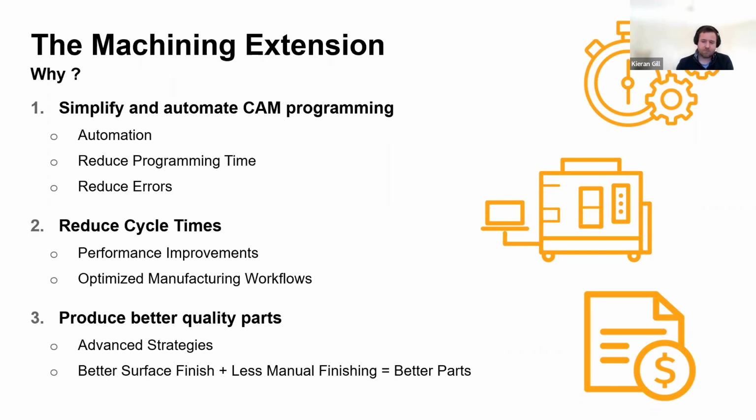Number two, it was created to reduce cycle times with the specialist technologies that improve your CNC machines and the utilization of those machines. And lastly, the machining extension exists to create better parts by unlocking advanced machining strategies to improve the performance of your CNC machines. And we know that better surface finish with less manual finishing time equals better components.